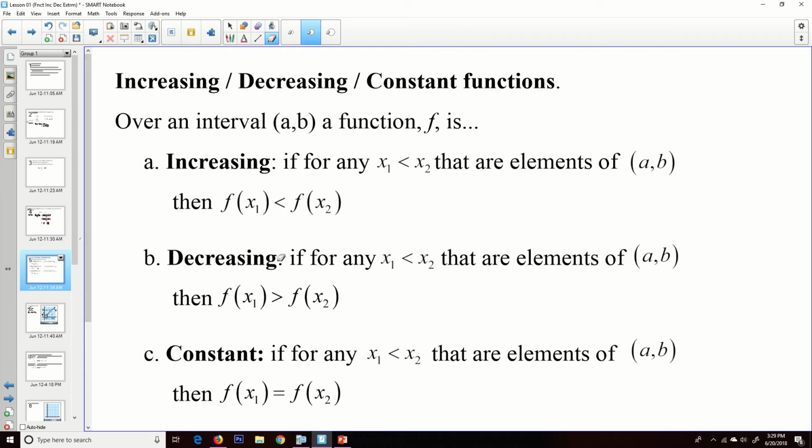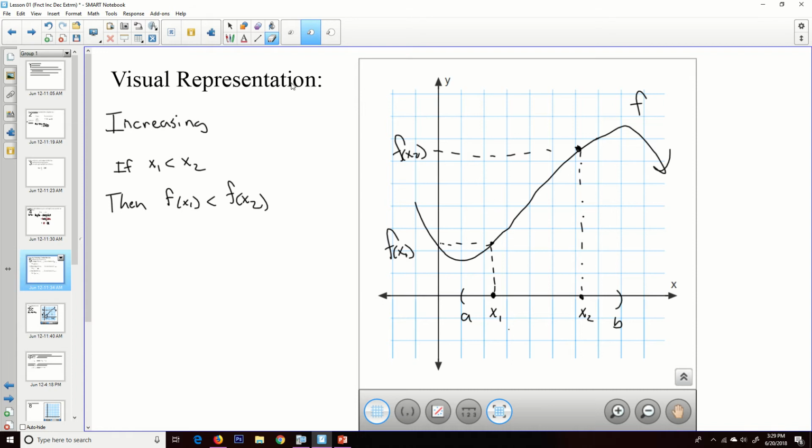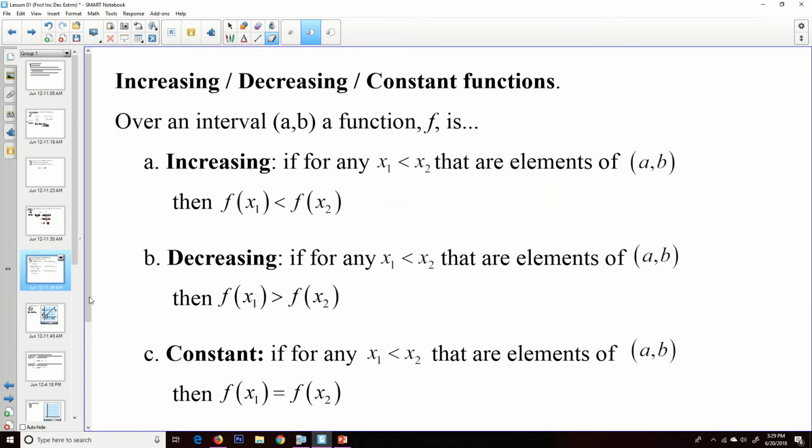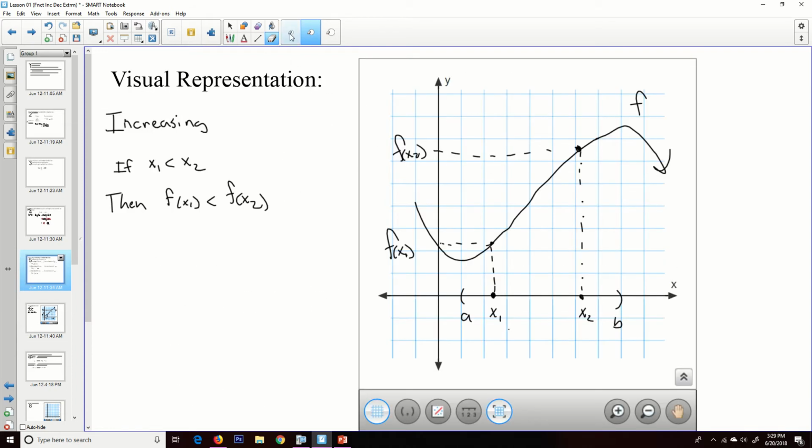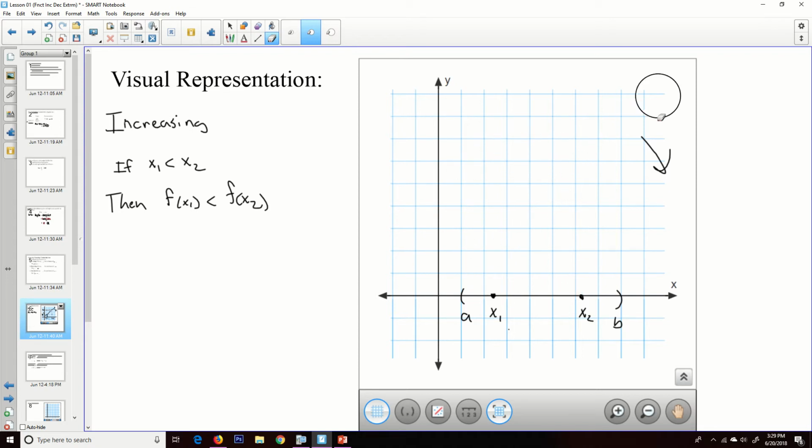When a function is decreasing, if I pick any x1 and x2 that are elements of a to b, so any x1 and x2 where x1 is less than x2, then f of x1 will be greater than f of x2. And so we can go back down to the slide right here that I just did. And let's erase some of this stuff here. We don't need to erase all of it. We like to keep everything.